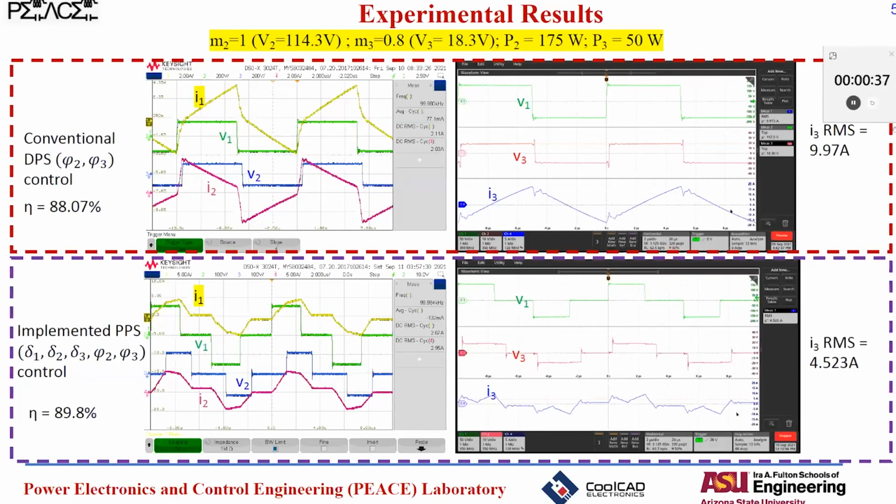We show some experimental results taken from the hardware, highlighting comparisons between the conventional dual phase shift and the proposed pentaphase shift modulation schemes. We show that using this neural network approach, we achieve 1.8% higher efficiency than the conventional approach due to gaining more control flexibility in minimization of different objective functions. Next slide, please.